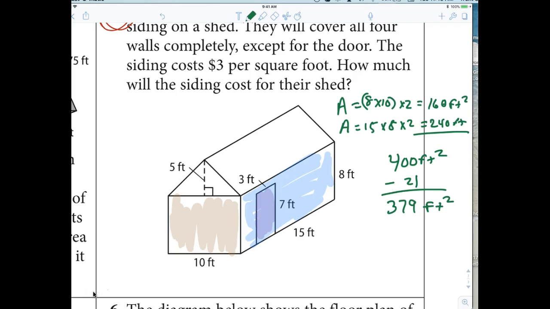Now that would be the area. Is everybody hearing me? However, that doesn't tell me how much it's going to cost. You're going to multiply that by 3. And so when I multiply that by 3, your cost is going to be how much money, guys? $1,137. That's what I got.